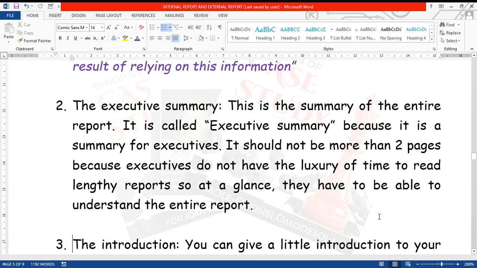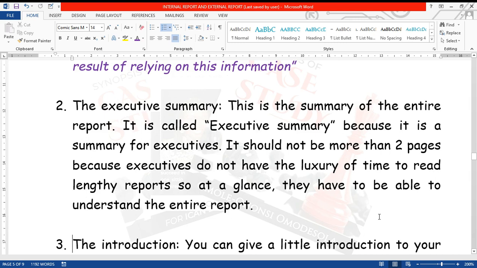So after that, you go to your executive summary. Now this is the summary of the entire report, and it's called executive summary because it's a summary for the executives. The executives of the company are just the big guys that stroll in, stroll out, so they may not necessarily have time to sit down and read lengthy reports, or study them and scan through for the information. So they need you to do an executive summary, a summary of everything that you have said in your report.